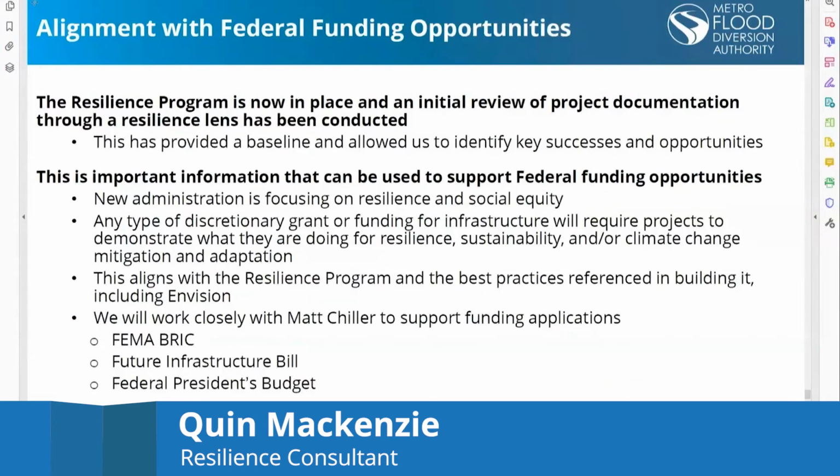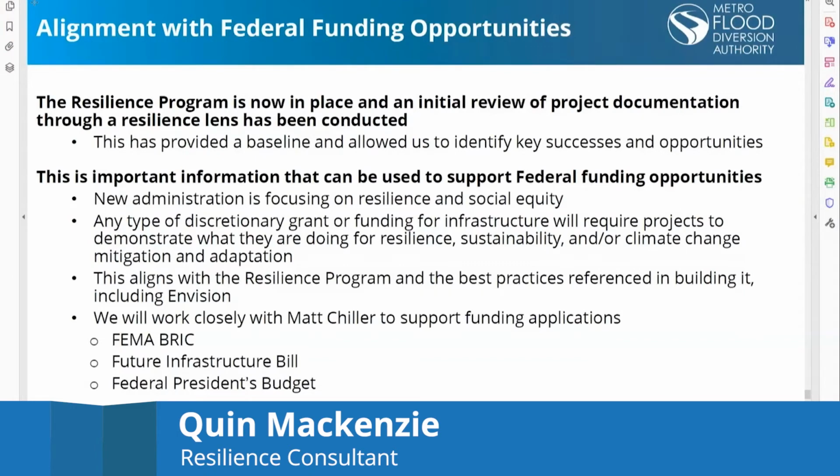One of the reasons why this is so important is that it does align very, very closely with federal funding opportunities. And so now that the resilience program is in place and we can continue to build on it and build on the baseline, it allows us to create a really great narrative and support for any federal funding opportunities. So the new administration is focusing on resilience and social equity, and we know that. And so we can pull out pieces. There are areas in the resilience program that rely on information related to social equity and rely on information related to resilience. And so because of that alignment, we are now able to pull out pieces on an ongoing basis that align with federal funding.